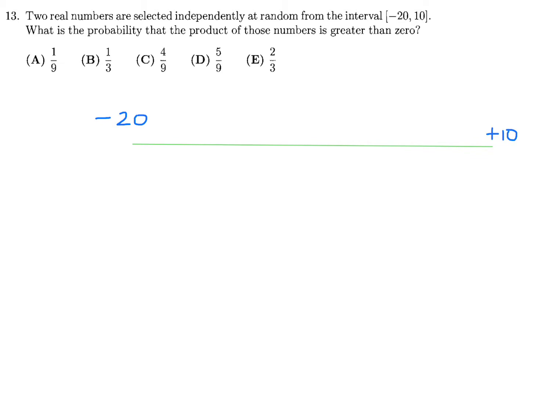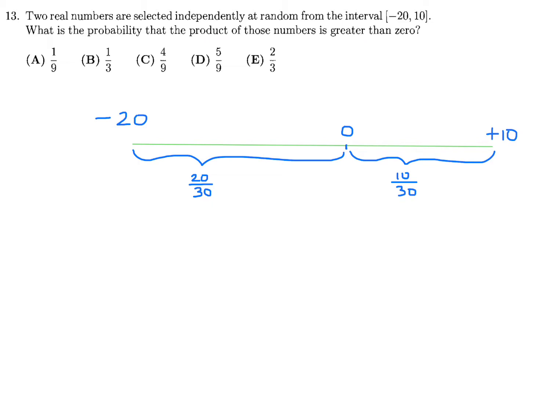And obviously, 0 will be somewhere here, right? So the negative numbers comprise 20 over 30 of the line segment, and the positive numbers comprise 10 over 30 of that distance of the line segment.